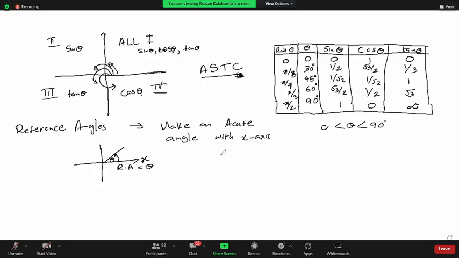But if our angle is in the second quadrant, we have to specify some reference angle. So we have to find what the reference angle is in this case. We define it by making an acute angle with the x-axis. That is the reference angle. Our original angle is this, but the reference angle is this.